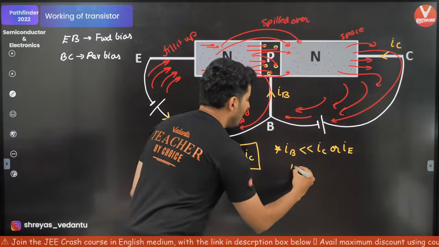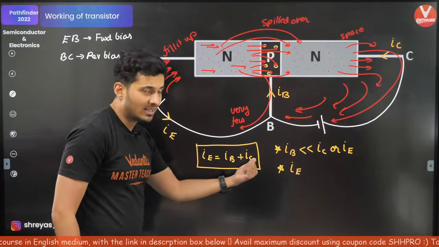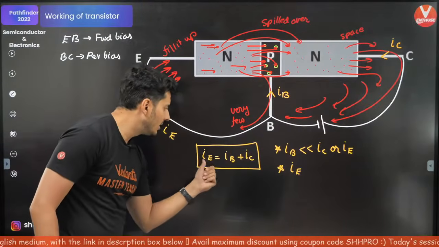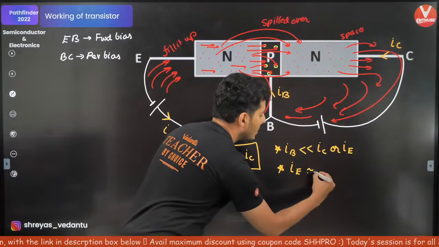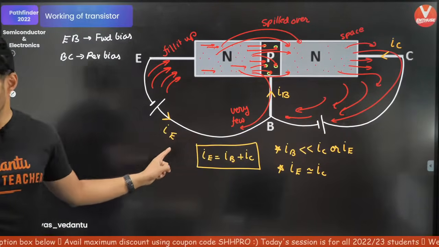That's the reason why I would then say the emitter current, which is base plus the collector, since base is negligible, it's almost equal to the collector current. Keep this in mind. Everybody understood?